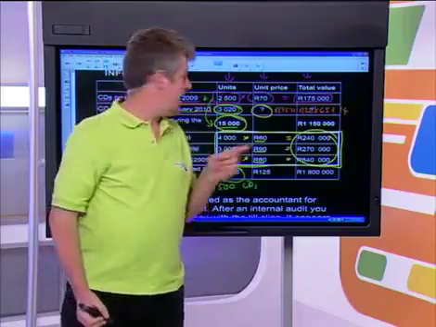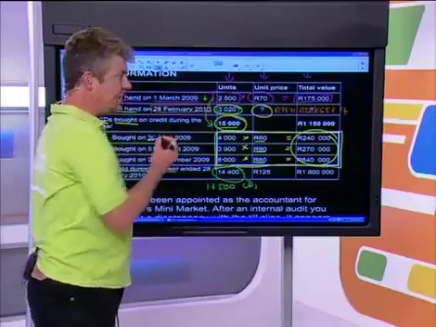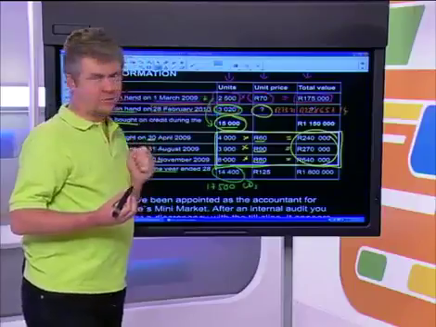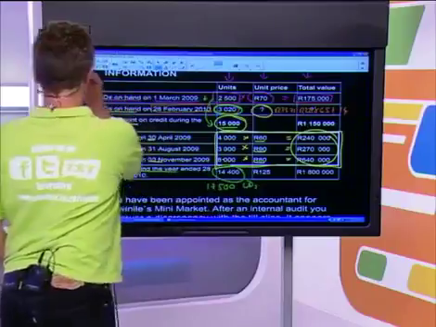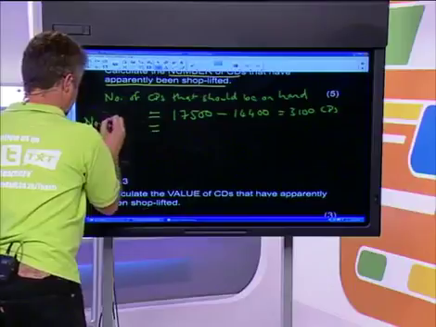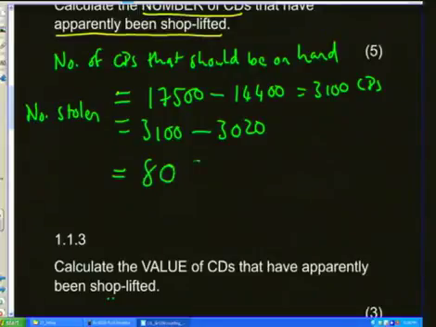What that therefore means is that the difference between what we actually have and what we should have, that's the number of CDs that have been shoplifted. So from the 3,100 that we should have had on the shelves, we should subtract the 3,020 that we actually have, and we'll work out how many have actually been shoplifted. So number of CDs stolen, I'll just abbreviate it, is the 3,100 that we should have had minus the 3,020 that we actually have. And if you do that on the calculator, you actually will get 80 CDs.